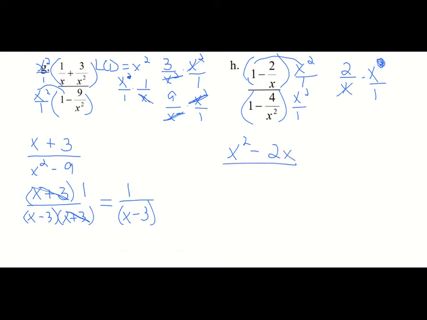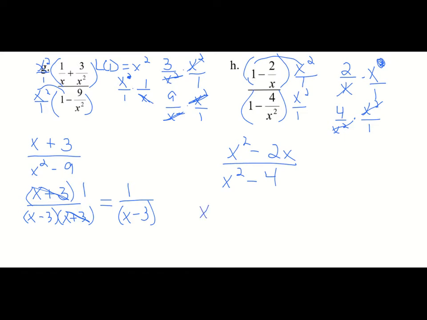Then 1 times x squared is x squared. 4 over x squared times x squared over 1. The x squareds cancel out, and we have minus 4. Now I do recognize here that I can factor the top and the bottom for this one. On the top, I can factor out an x.